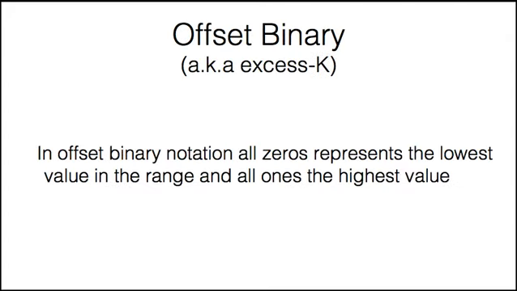Now, there's another system you could use, which is just offset binary, sometimes called excess-K. In this one, you've basically got so many slots. If you've got 8 bits, you've got 256 slots. If you've got 5 bits, you've got 32 slots, isn't it? And you just basically make all the zeros represent the lowest value in the range, and all the ones represent the highest value.